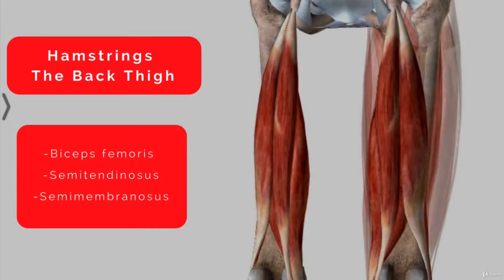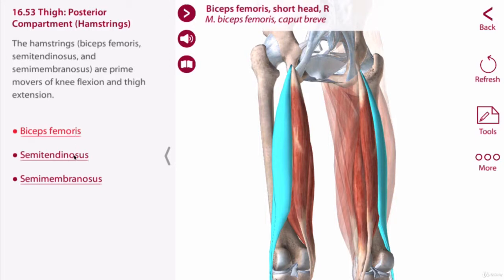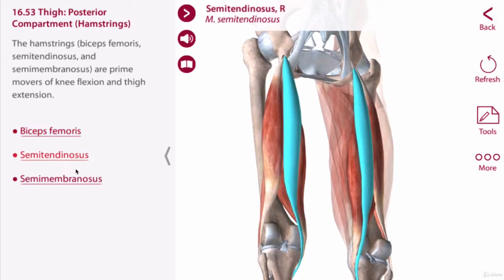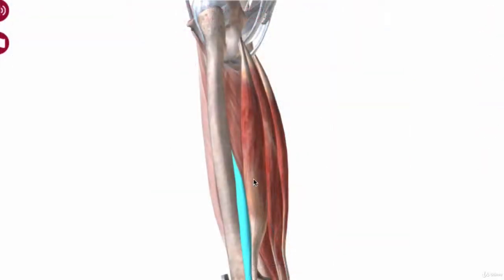And finally, the back portion of your thigh muscle is called the hamstring. The biceps femoris, semitendinosus, and semimembranosus form the hamstring complex and assist the quadriceps to extend and flex the hip and knee joint.